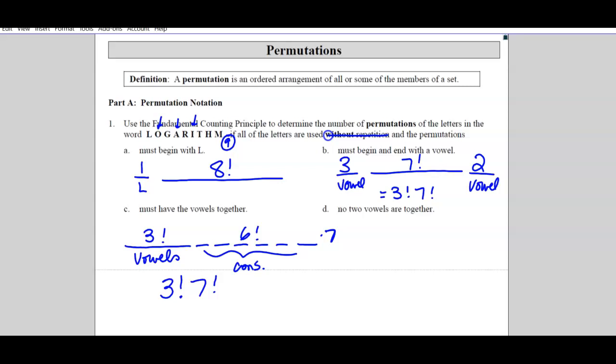So anytime you're grouping objects together and then arranging everything, it's the arrangements of those in the group, and then consider that to be 1 object and the remaining 6 here. So really, we're organizing 7 objects. Okay, 7 factorial.